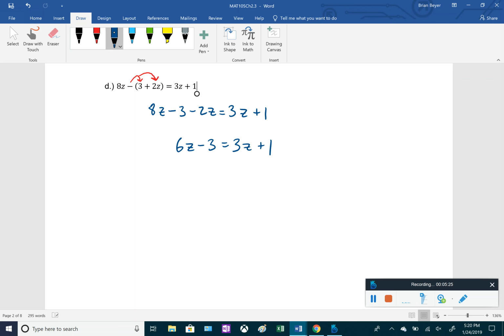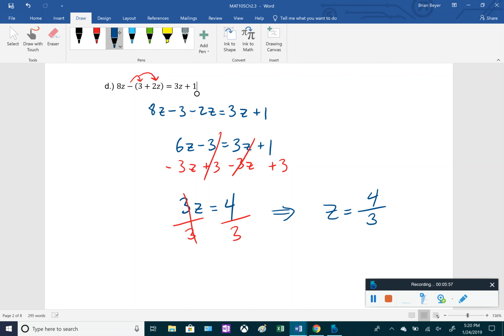And let's get all the variables on the left. We're going to subtract 3z. And in one step here, I'm going to add this constant to the other side also. So 6z minus 3z is 3z. 1 plus 3 is 4. Divide both sides by 3. And we get z equals 4/3. Can leave it just like that. So a little bit messier, but that's okay.